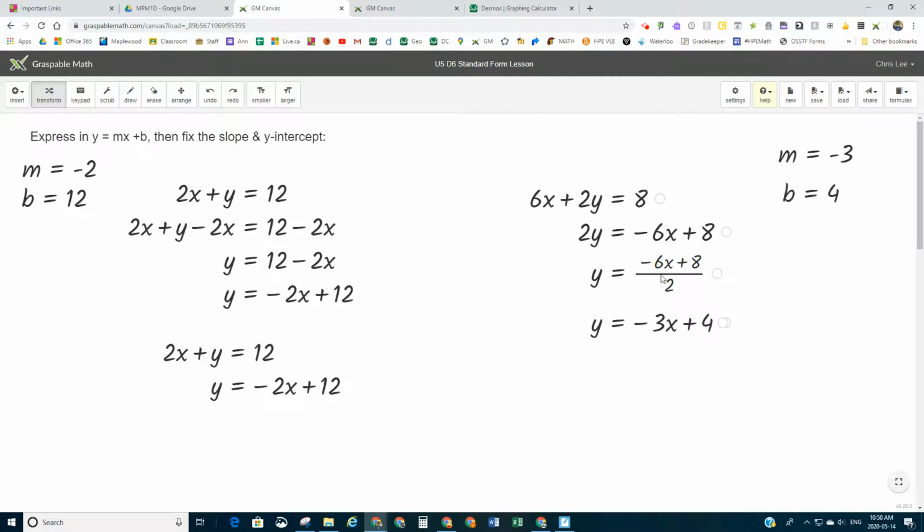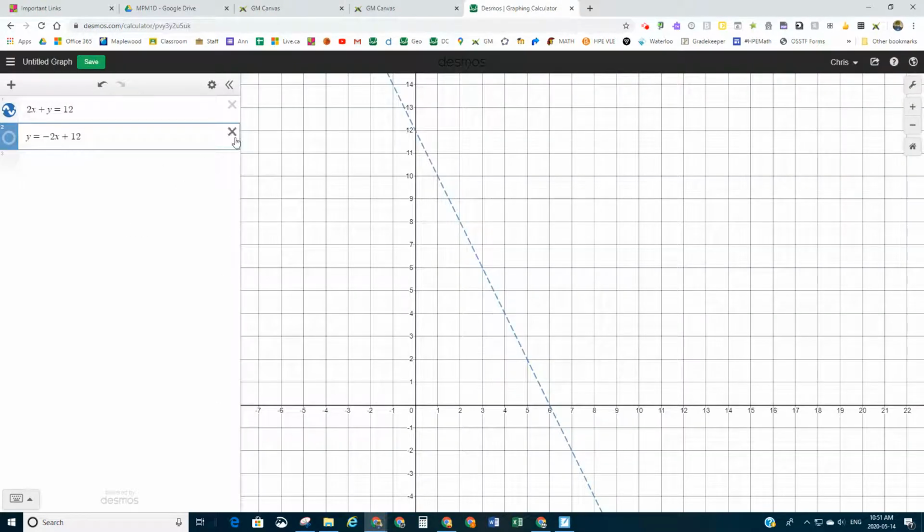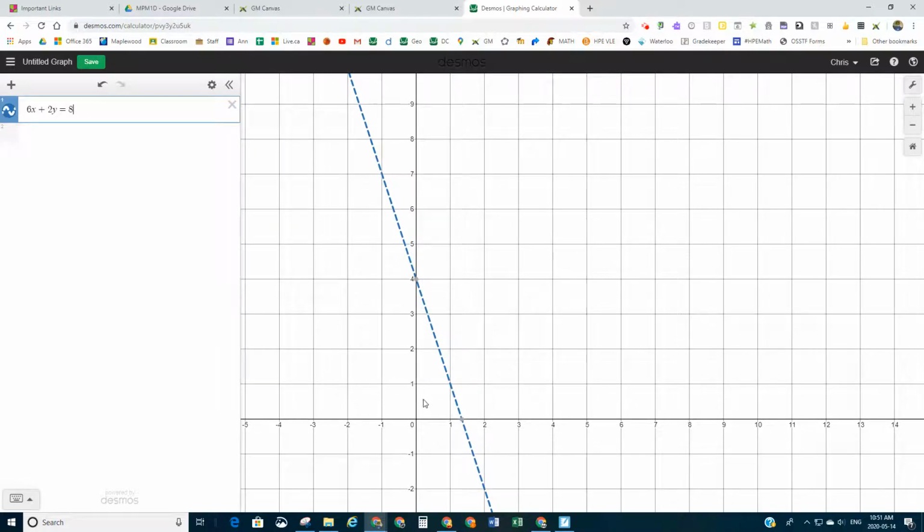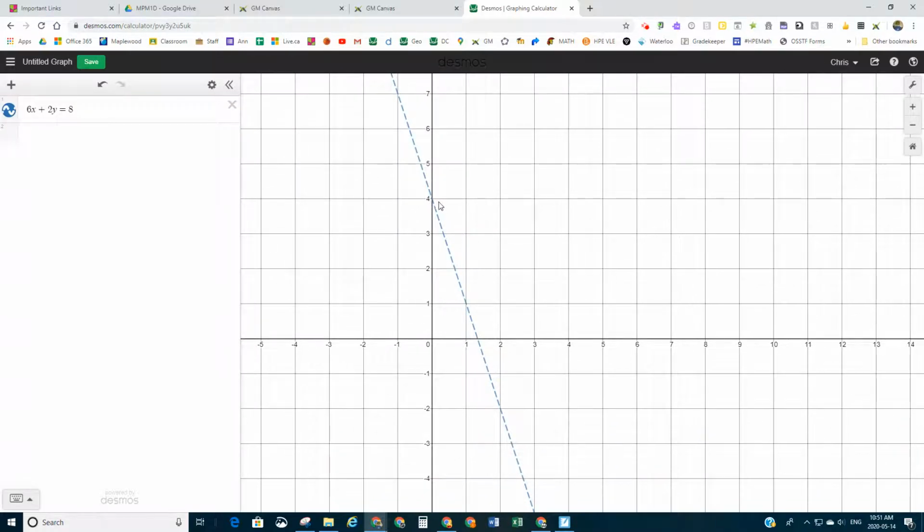I'm going to verify that this is true. So 6x plus 2y equals 8. So I'm going to go up here and change this to 6x plus 2y equals 8. And look, there's a y-intercept of 4, and the slope is down 1, 2, 3 over 1, which is negative 3.